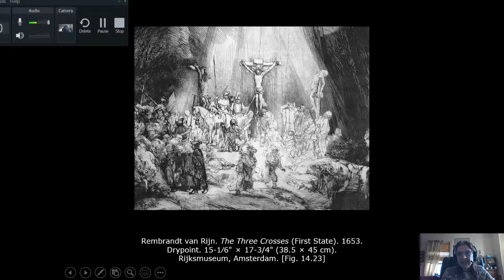So we see this figure here, of course, is Jesus, and then we see this figure, the way he is stretched back and the light is coming down. He's the one that asks for redemption. His soul is going to heaven. The way Rembrandt uses light and dark in this print is amazing.